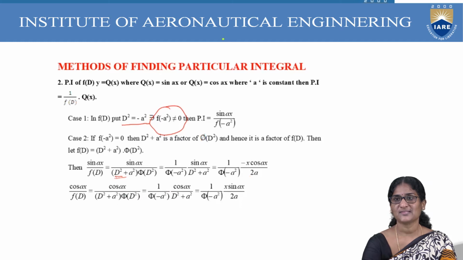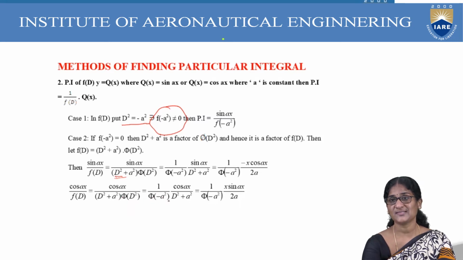You can write the same formula for cos ax also. Cos ax by f of d is equal to cos ax by d square plus a square into phi of d square, which is equal to 1 by phi of minus a square into cos ax by d square plus a square.